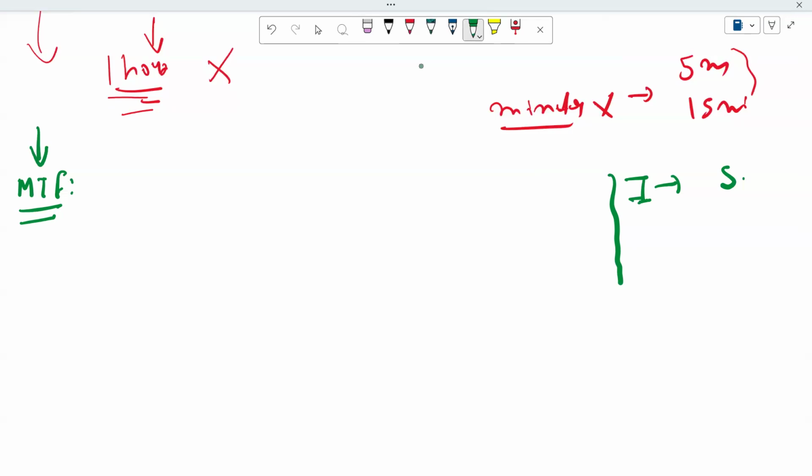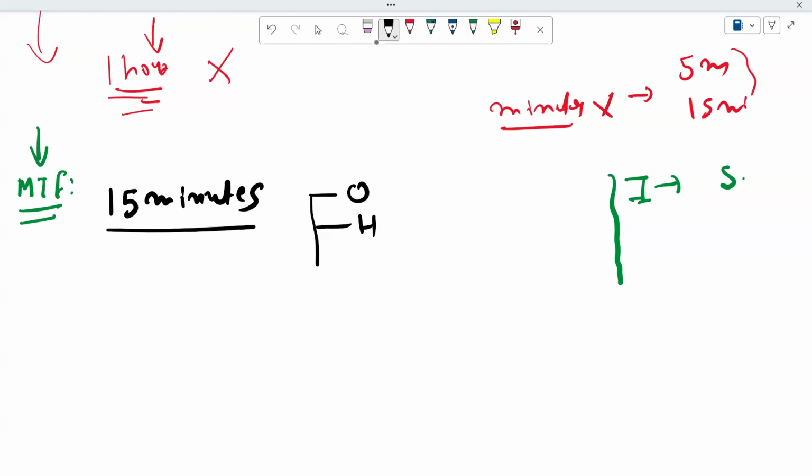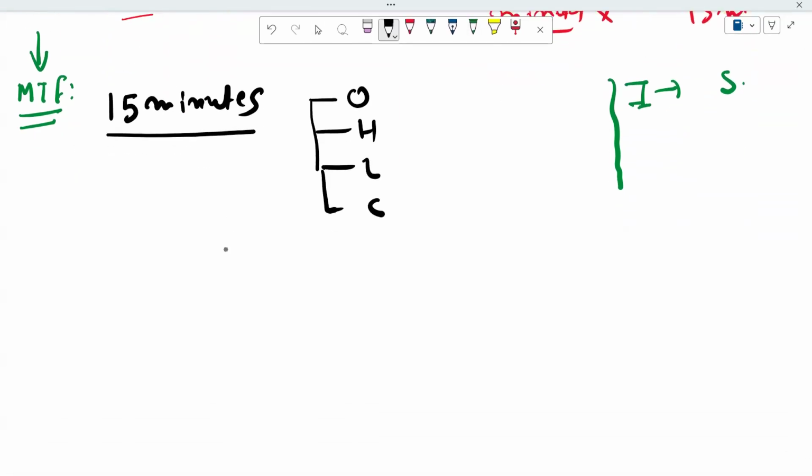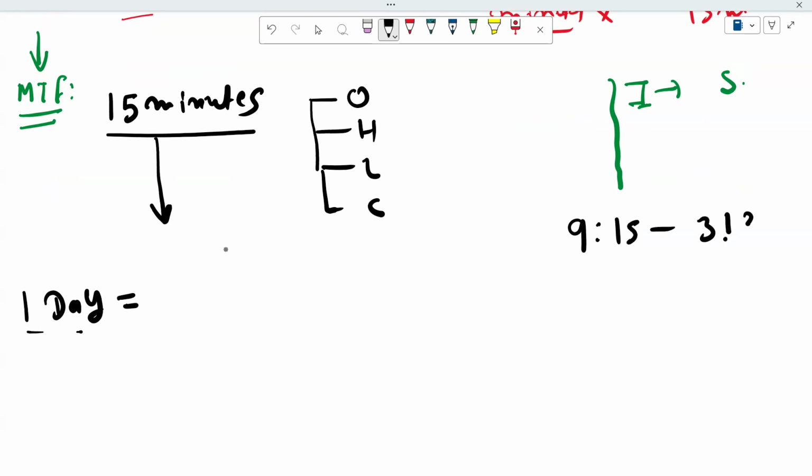Now I am on a 15-minute candle. 15 minute candle means after 15 minutes my candle will close and I will get four data points: open price, high price, low price, and close. So can you tell me, if I am on a 15 minute time frame, per day how many candles I will get? Just remember the market runs from 9:15 to 3:30.